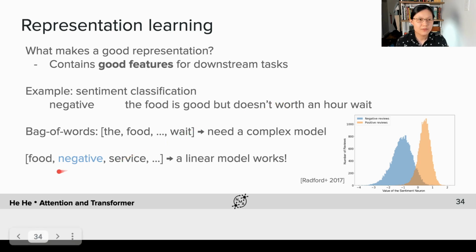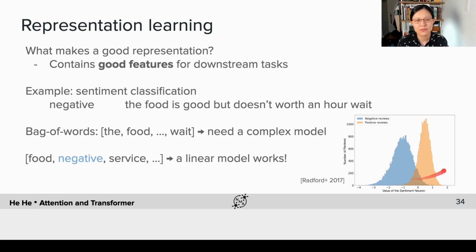Now let's consider a better representation, which actually contains some high-level semantic meaning of the sentence. For example, the topic here is food. The sentiment related to food is negative, and it also talks about service, etc. Now, given this representation, we could easily use a linear model to make a good prediction. In fact, the model just needs to take a look at its sentiment feature.